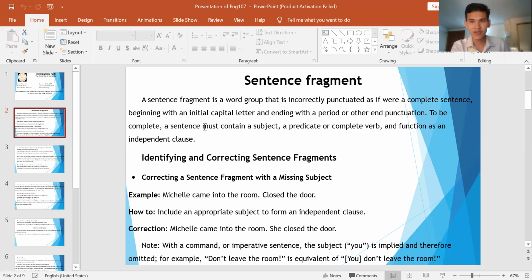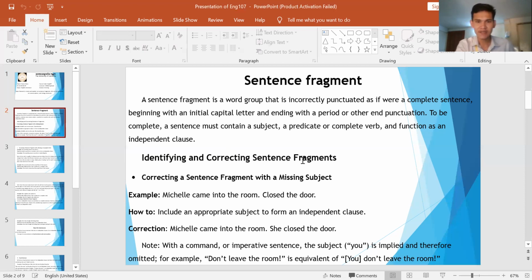To be complete, a sentence must contain a subject, a predicate or complete verb, and function as an independent clause. A sentence must contain a subject. It means that in a sentence, you need to add a subject, don't miss the subject. And the predicate or complete verb is the action in the sentence. So you need to write it in the correct form, correct tense, and function as an independent clause. It means a sentence that can stand alone, that we call a simple sentence or compound sentence, that is complete.